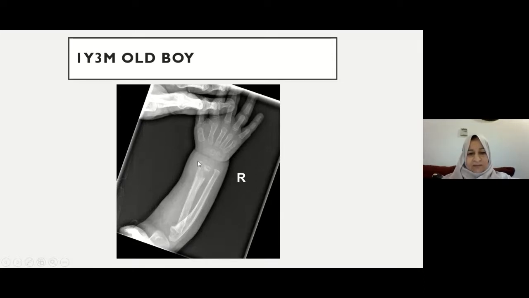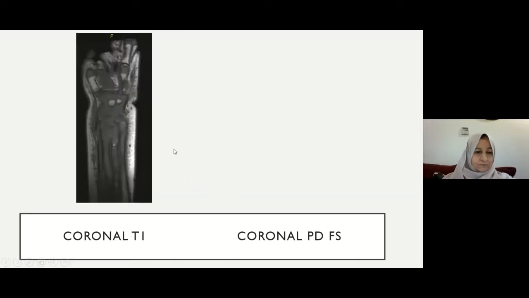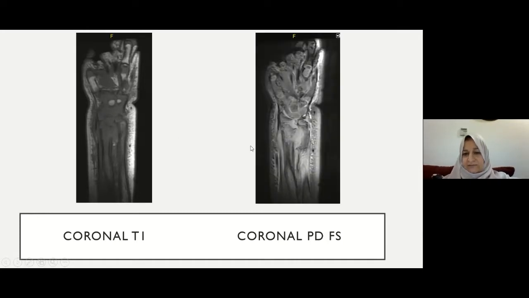There is a lytic destructive lesion at the distal metaphysis of the right radius. Here we have a lesion at the time of presentation, maybe due to the young age of the baby. In this coronal T1, the lesion is ill-defined. Why in this age group? Because here you have red marrow, hypointense. Also, you have the cartilaginous carpal bones, hypointense. Unlike the older child, this T1 is not very delineative.